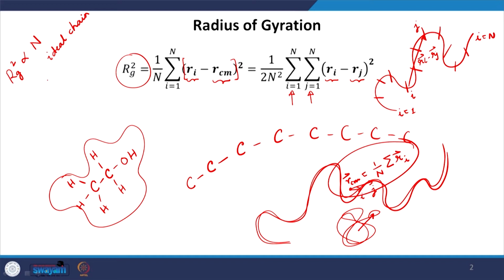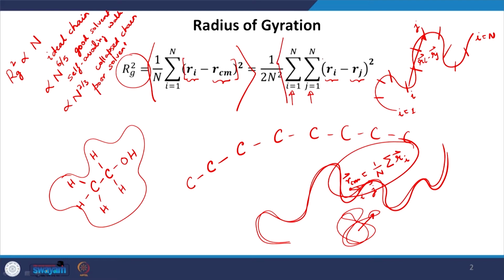and Rg squared goes like n to the power 6 by 5 for what is known as a self-avoiding walk, where the units tend to avoid each other, or it goes like n to the power 2 by 3 for what is known as the poor solvent or collapsed chain. Self-avoiding walk is also referred to as the good solvent, and essentially you can change the conformation of the polymer chain by varying the solvent.